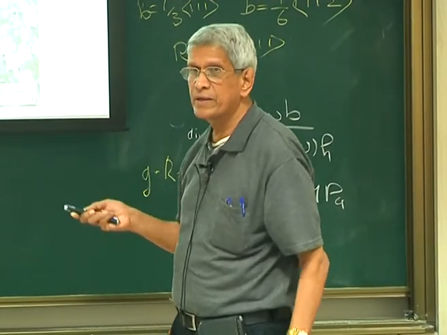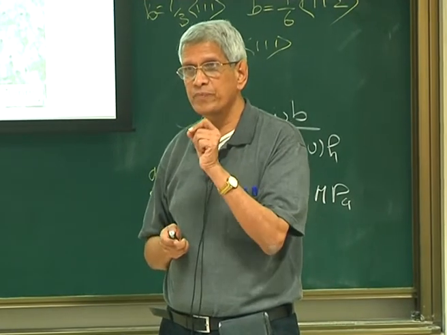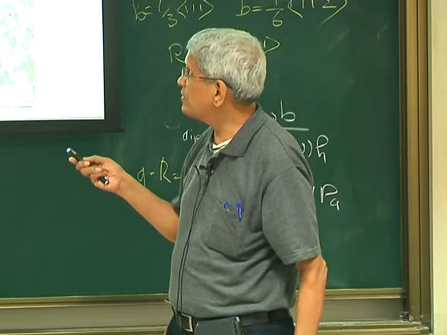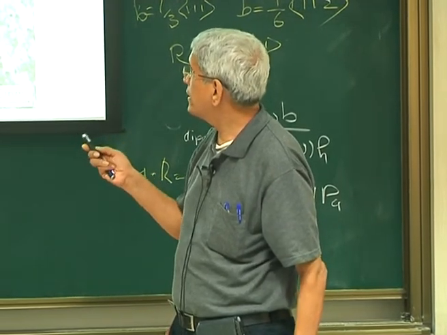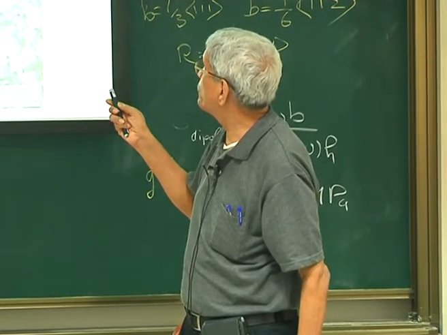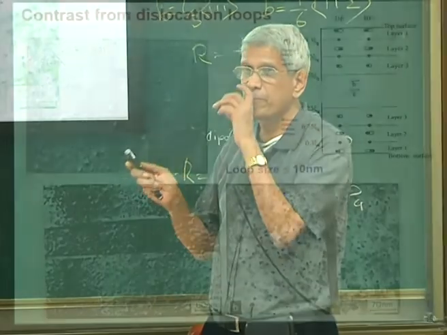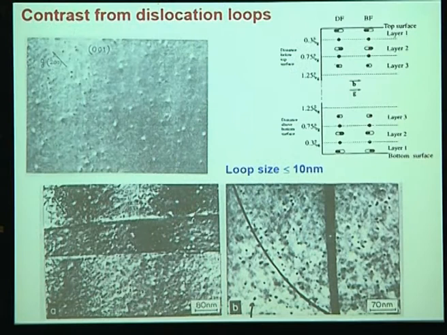Here, when the size of the loop, sorry, not the particle, the size of the loop is extremely small, these are all the calculations which have been done, and it is marked here with respect to a foil where the fault is lying. The foil thickness is given in terms of psi g, the extinction distance. You can see how this contrast will be varying.